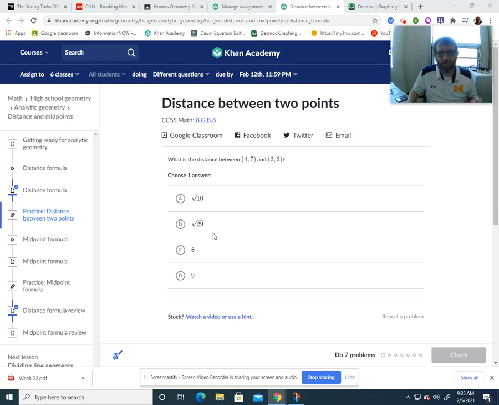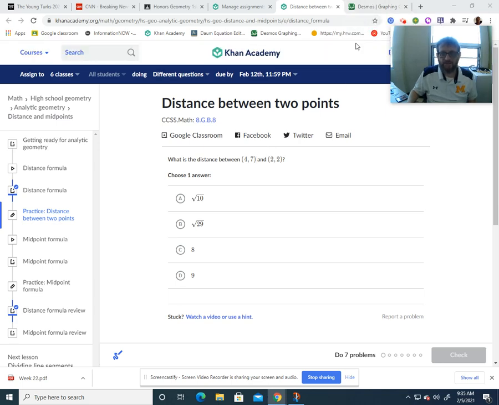My guess is he wants you to memorize the distance formula, and I really see no reason to do so. So I'm going to show you how I think about this problem. I think about it in terms of Pythagorean's theorem. So we've got the points (4, 7) and (2, 2).